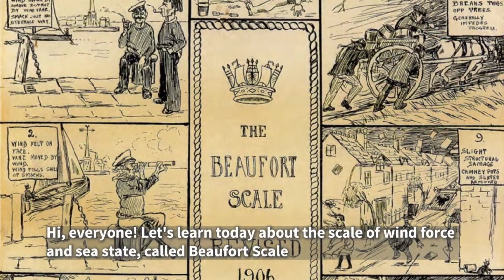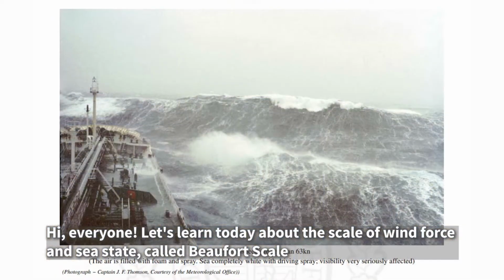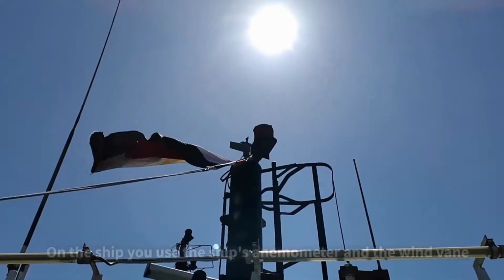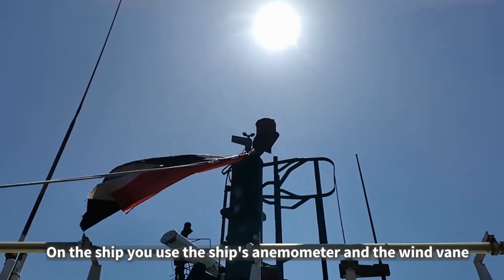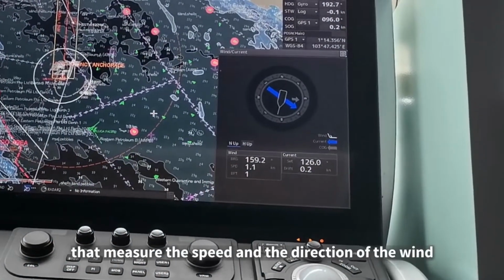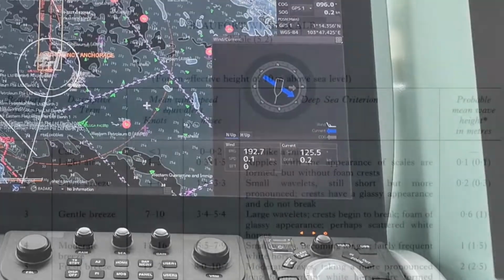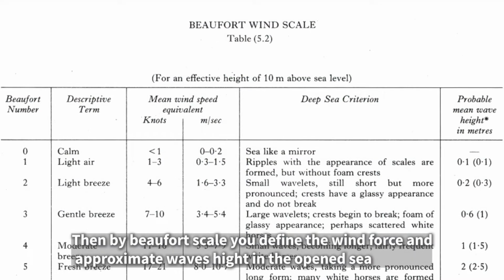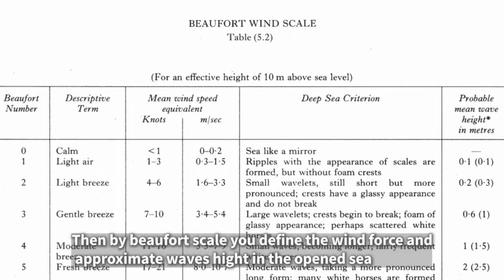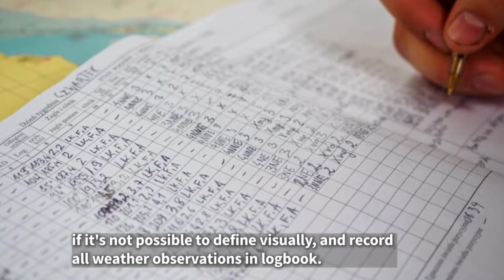Hi, everyone. Let's learn today about the scale of wind force and sea state called Beaufort scale. On the ship you use the ship's anemometer and the wind vane that measure the speed and the direction of the wind. Then by Beaufort scale you define the wind force and approximate wave's height in the open sea if it's not possible to define visually, and record all weather observations in logbook.